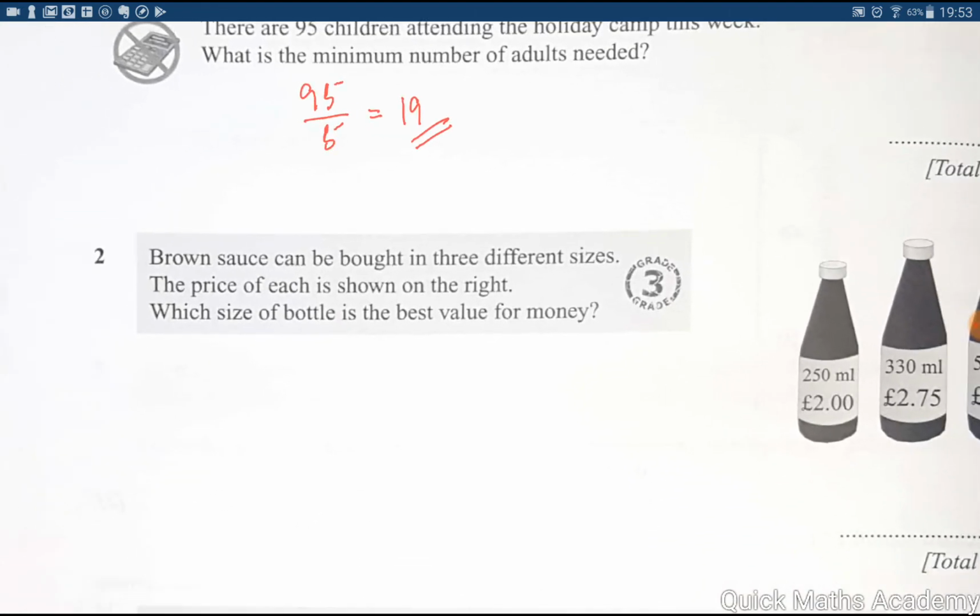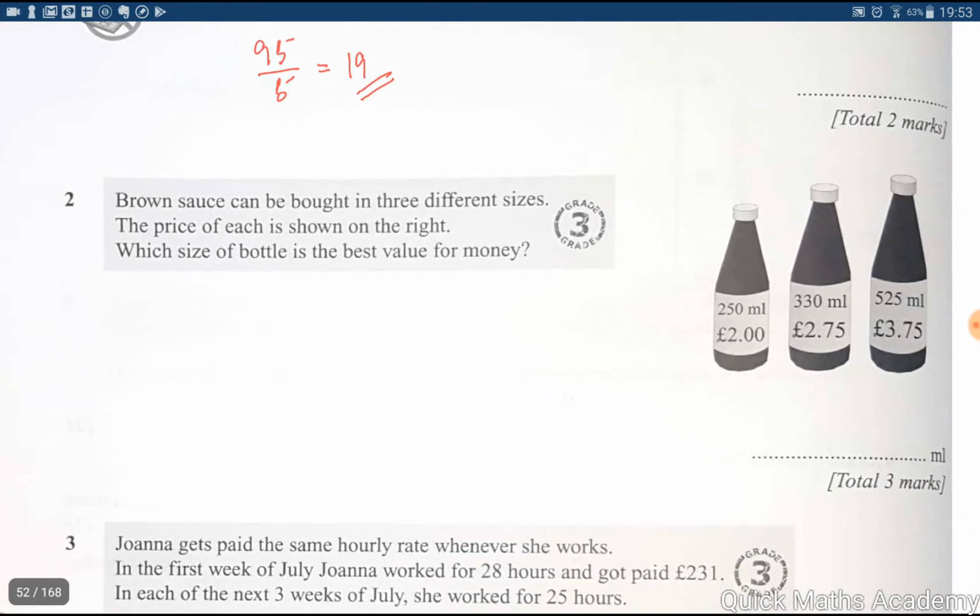Second one, brown sauce. Brown sauce can be bought in 3 different sizes. The price of each is shown on the right. So we have the 250 ml at £2, the 330 ml at £2.75, and the 525 ml at £3.75. Which size of bottle is the best value for money?